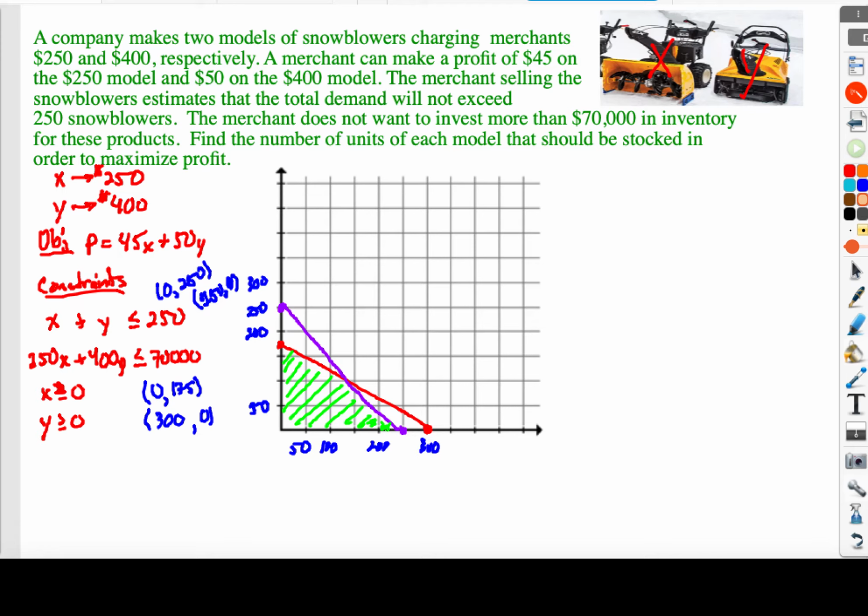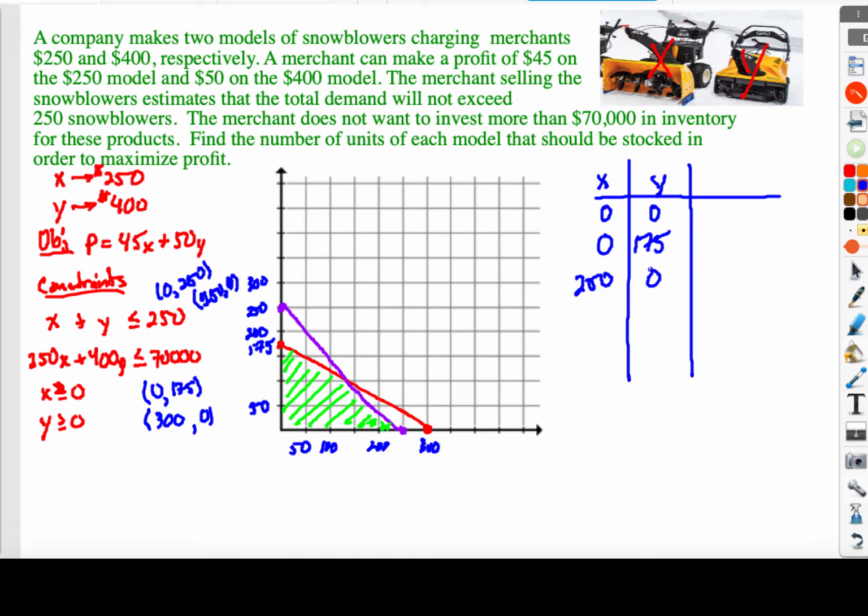So essentially, I want to be shaded down here, below the red and below the purple on my graph. So now when I go to make my table, the possible feasible points, the points from that feasible region that I want to plug in, well, I'm going to say 0, 0. Technically, it touches the shaded region. We also know that at 0, 175, that was another possibility.